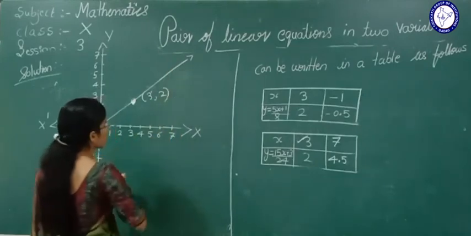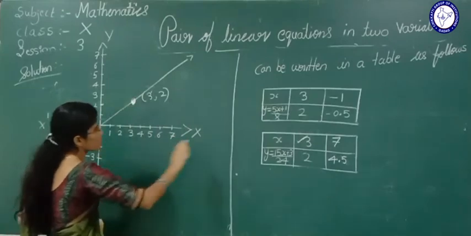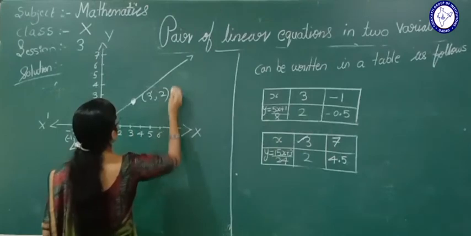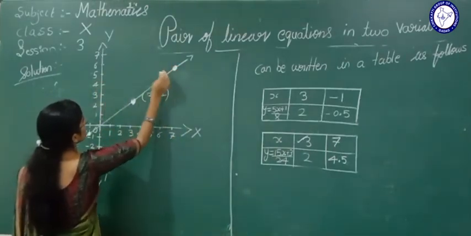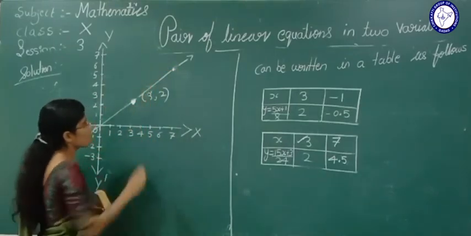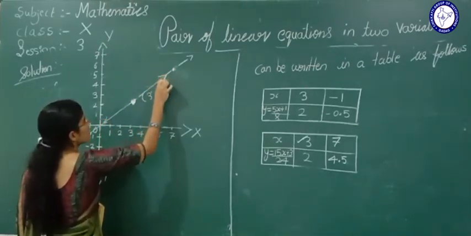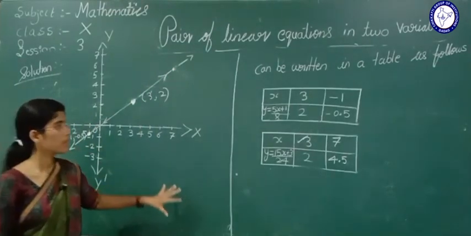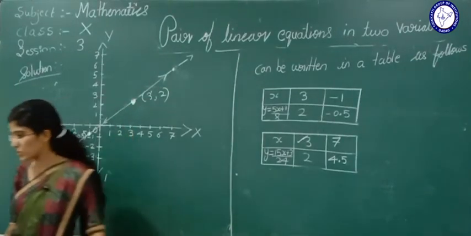Now see here, for the second equation, when x is 3, y is 2. For the second, when x is 7, y is 4.5. It is here. Now see here, both the lines are coinciding. Yes or no? Both the lines are coinciding. What can we tell? Here the system of linear equations has infinitely many solutions.